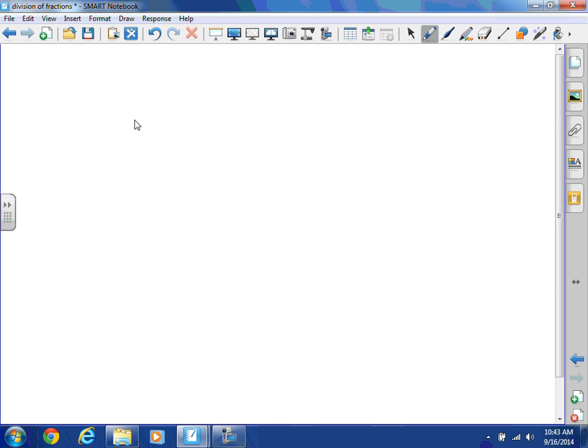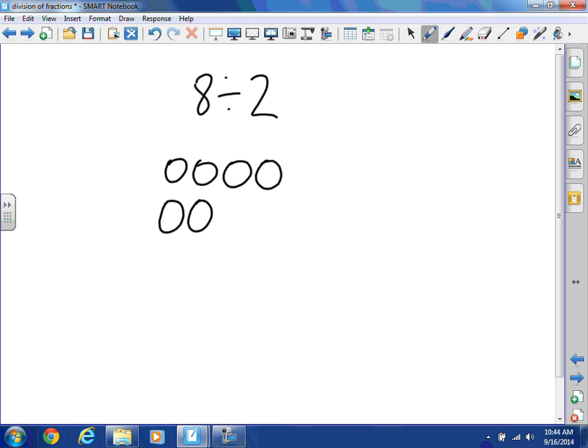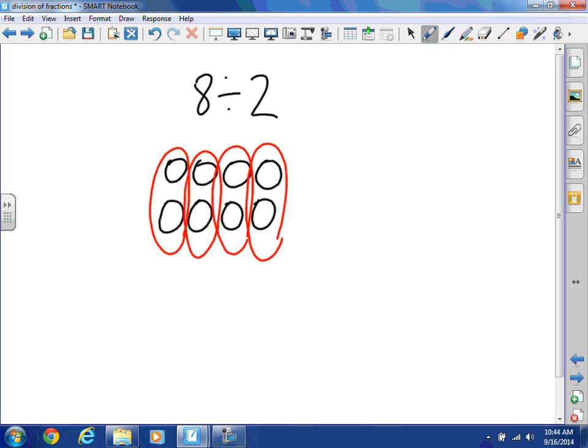When you think about division, if I take 8 and I want to divide that by 2, basically what this is asking is how many groups of 2 can I make from 8? So if I take 8 of anything, how many groups of 2 can I make? Here's a group of 2, here's a group of 2, here's a group of 2, and here's a group of 2. So it's really how many groups of 2 are in 8?